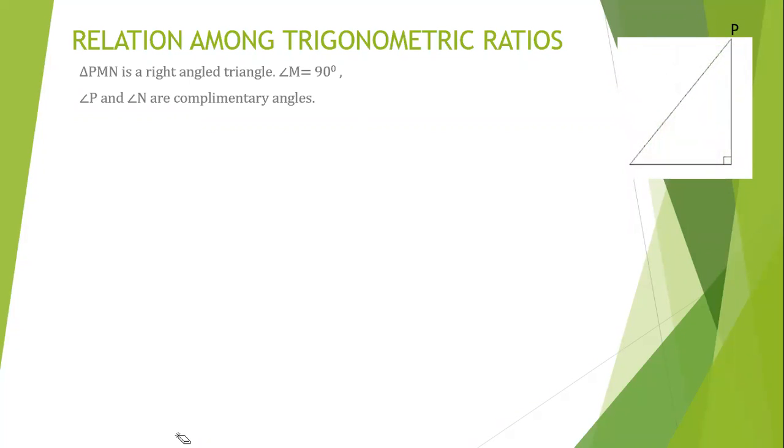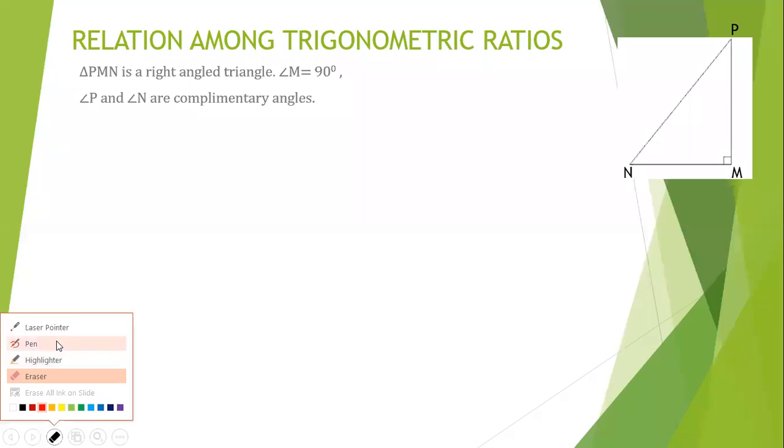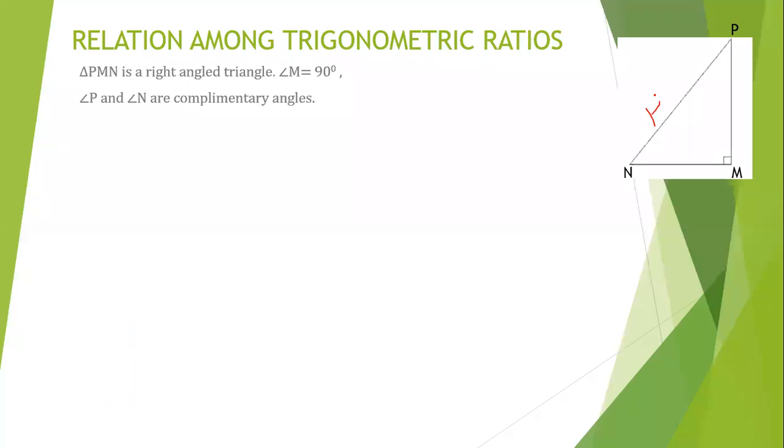Let us understand it more clearly with the help of this figure. See, this is a right angle triangle PMN, where angle M is 90 degrees, right? Let me first mark the hypotenuse in this figure. So the hypotenuse will be side PN, right? The new thing they have given us is that angle P and angle N are complementary angles. To understand this, let us take angle N as 30 degrees. Suppose angle N is 30.